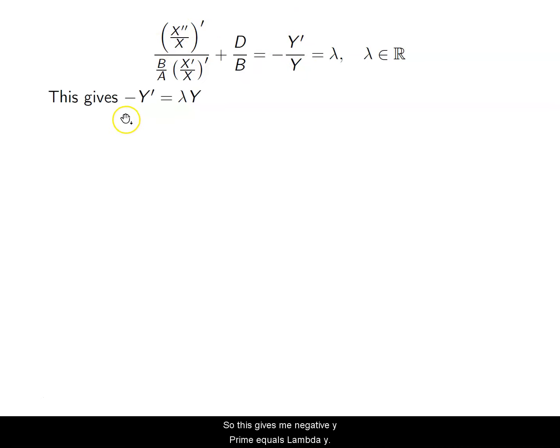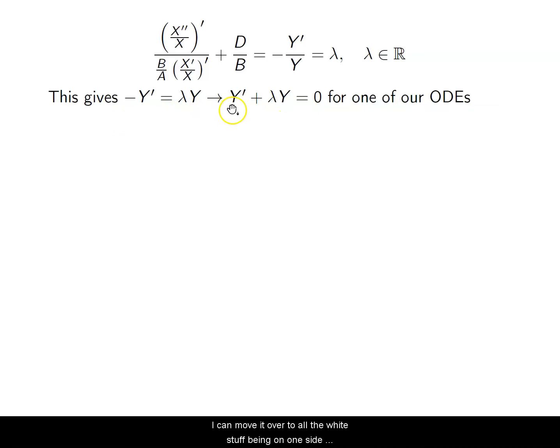So this gives me negative y prime equals lambda y, or I can move it over to all the y stuff being on one side, and we have y prime plus lambda y equals 0 as one of our ODEs. That's a very, very easy one to try to solve. We have several methods for solving these kinds of things. We really already know what this looks like, right? The solution basically looks like e to negative lambda, right? We've seen these before. So that's nice.